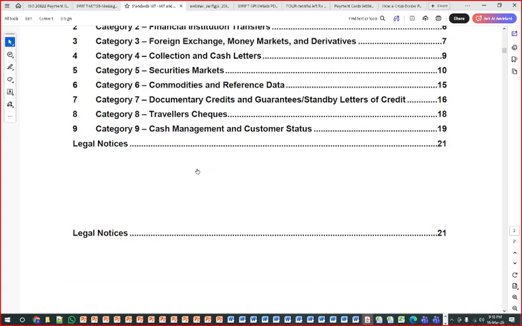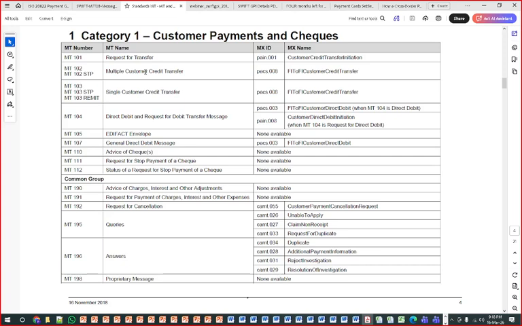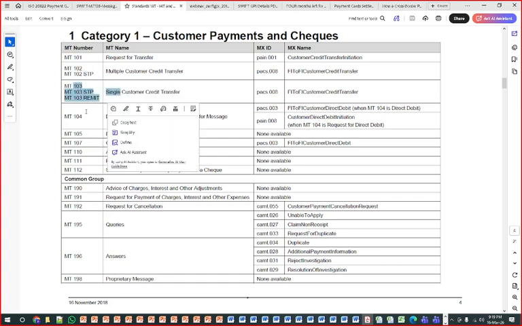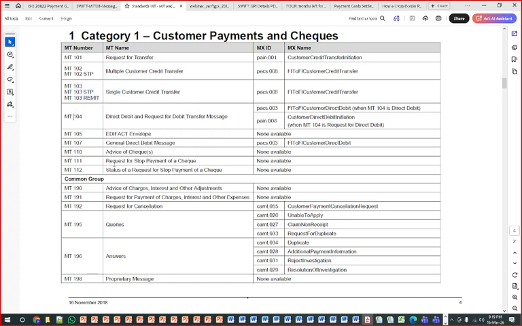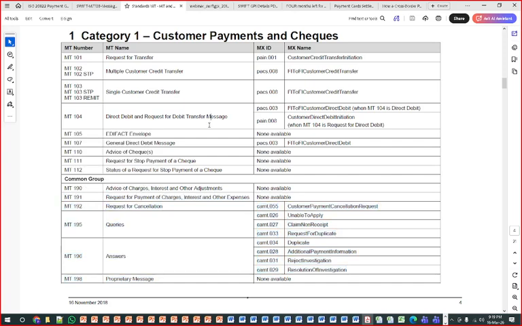Okay. After this, I'm going to discuss with you all the category 1 and category 2 messages. For example, in category 1 messages, I am going to walk you through MT101 request for transfer, 102, 102 STP, 103 STP, remit, 104 direct debit, then other messages which are 190, 192, 195, 196, 198. These are the important messages. I am going to walk you through each and every line of this message, each and every field of these messages.